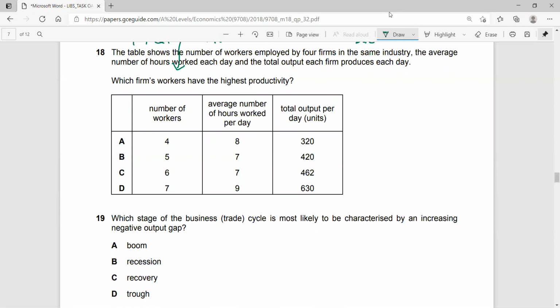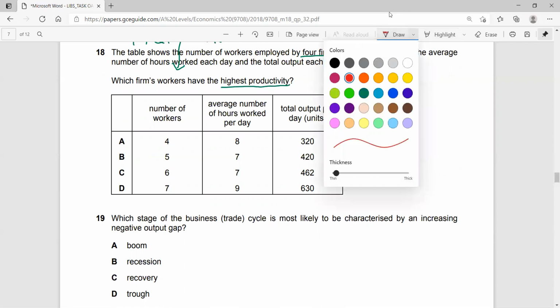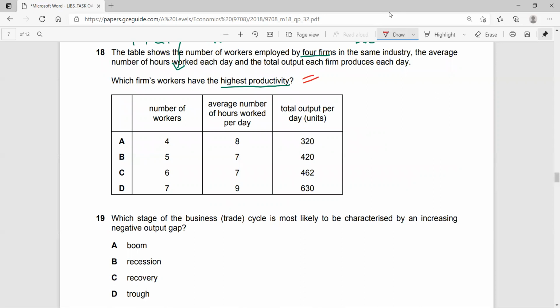The table shows the number of workers employed by 4 firms in the same industry, the average number of hours worked, and the total output each firm produces each day. Which firm's workers have the highest productivity? So productivity essentially is just measured in terms of the output one worker produces in 1 hour. So in 1 hour, if you just have one worker, how much are they producing, on average?